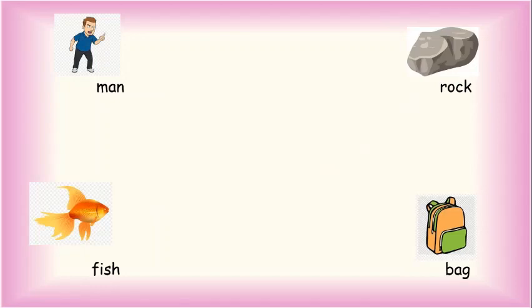Now the naming words here are man, rock, fish and bag. Now can you help me describe these nouns? The first picture is that of a man, and this man looks very angry. So, an angry man. Then we have a rock. How does it feel if you touch a rock? Is it soft or hard? The rock is very hard. So let's say hard rock.